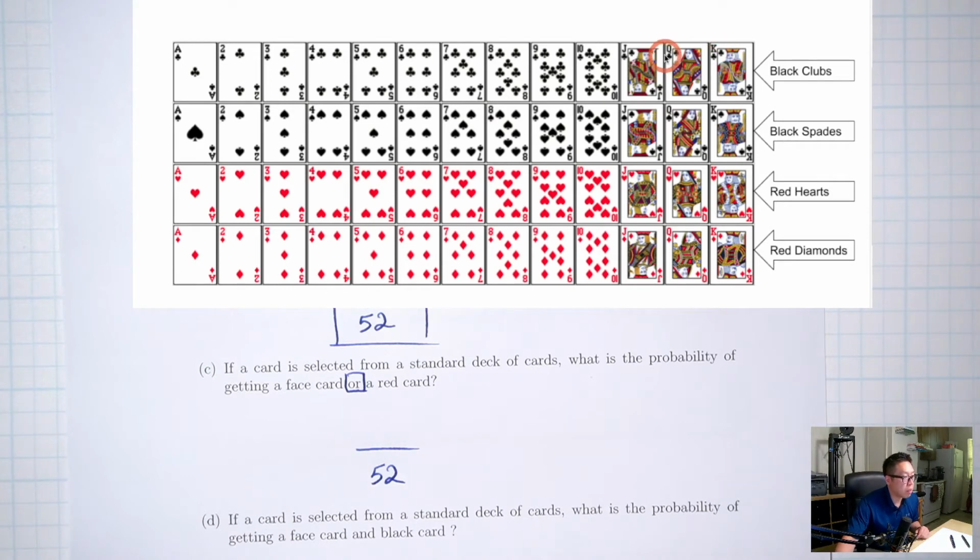So all the faces are over here, the last 3 columns, together with all the reds, which are the last 2 rows. So the last 2 rows together with all the face cards. And I don't want to count any card twice, right? So that's going to be the bottom 2 rows, which is 26. And then add on the face cards that I haven't added yet. So 26 for the bottom 2 rows, and then 27, 28, 29, 30, 31, 32.